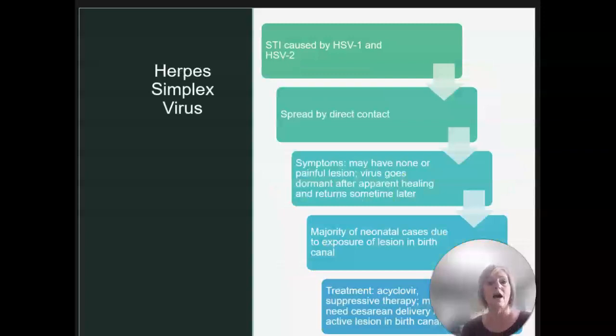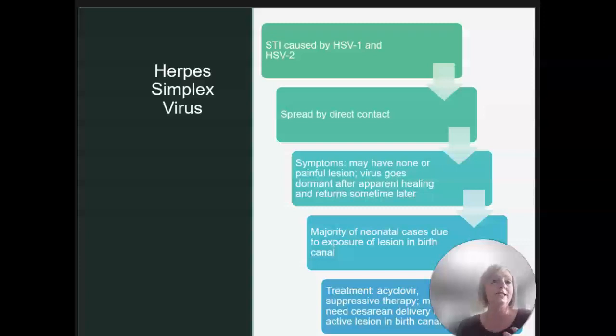Herpes simplex, which is herpes 1 and 2. It's a sexually transmitted infection. It's spread by direct contact. Usually they may be asymptomatic. If it's in remission, they may not have any symptoms, or they may have the painful lesions. Sometimes herpes simplex virus never goes away. It will just lie dormant. Sometimes when you're very stressed or your body's stressed, that virus will come out.